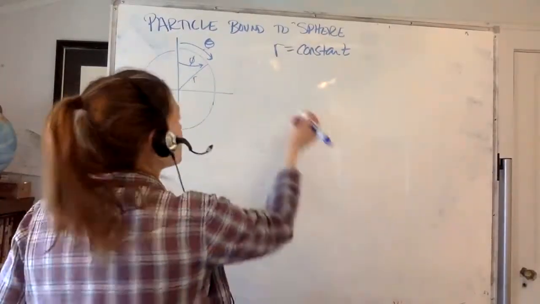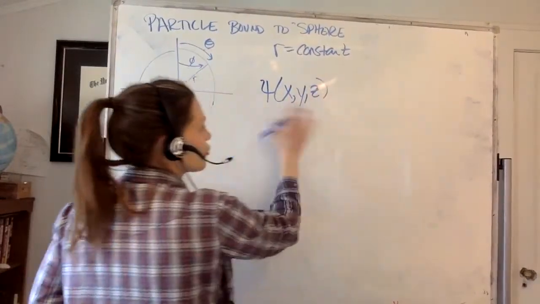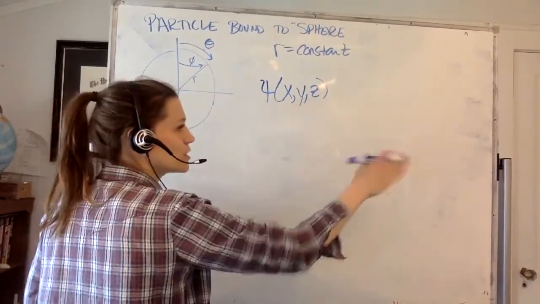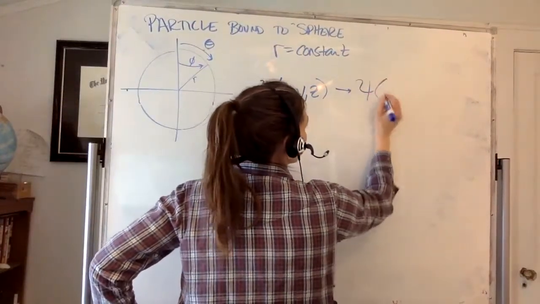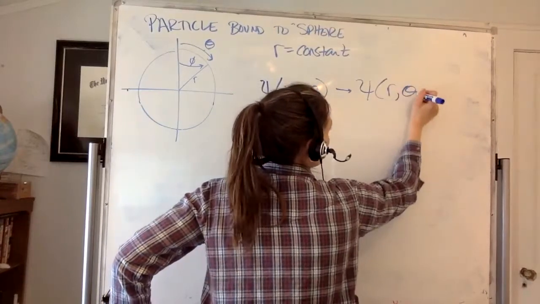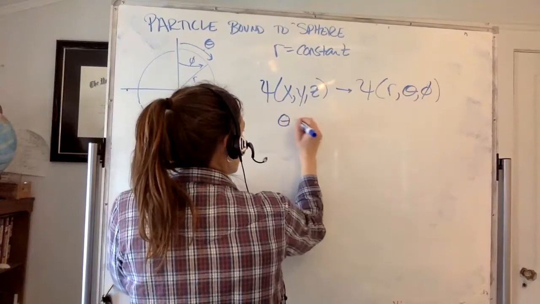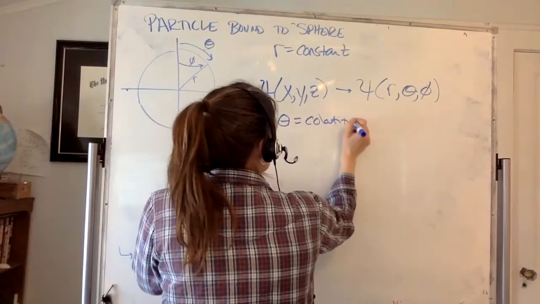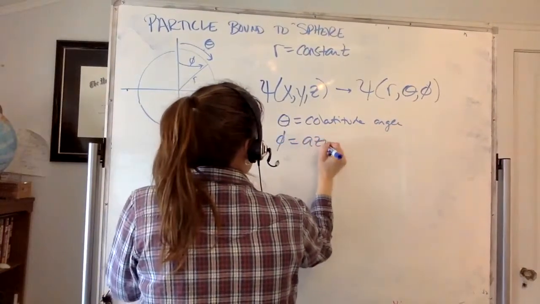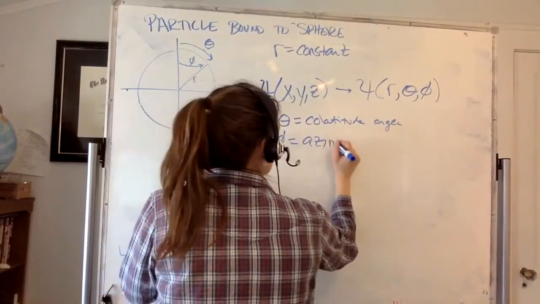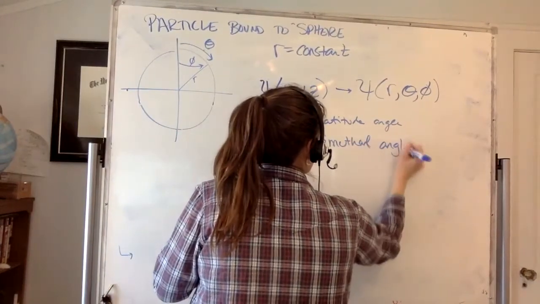Okay, so first of all, psi of x, y, and z. So three-dimensional, you've got x coordinate, y coordinate, and z coordinate. We are going to convert that into a wave function as a function of r, theta, and phi, where theta is your colatitude angle, and phi is the azimuthal angle.